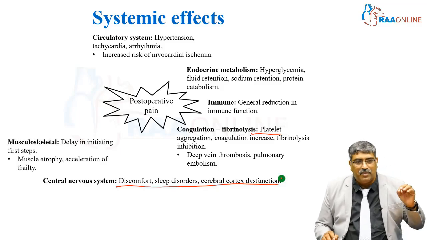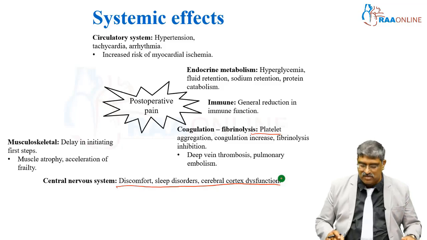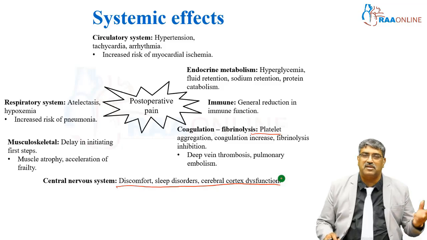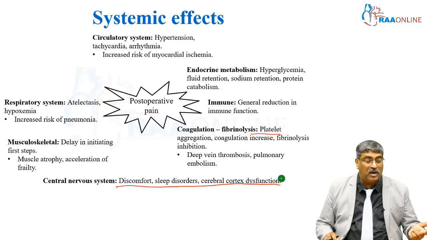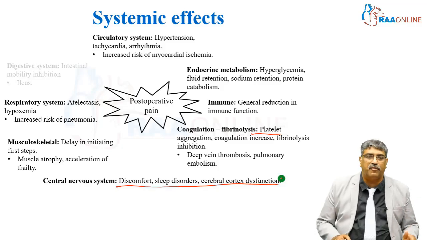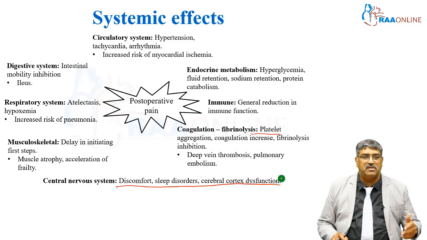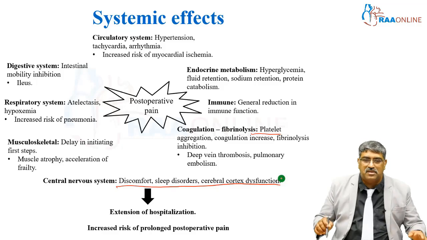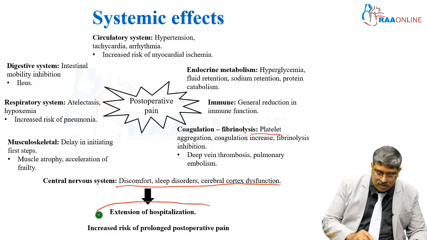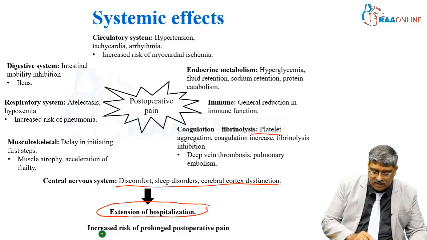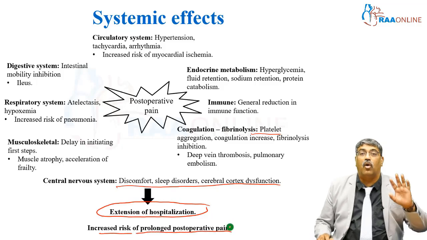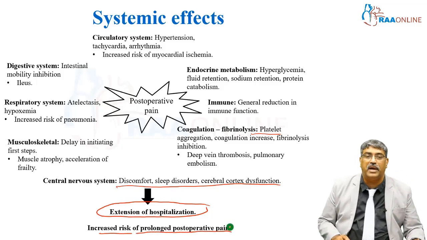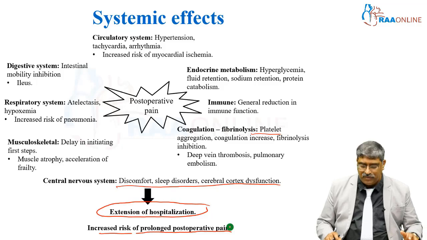Central nervous system, there is going to be discomfort, sleep disorder and cerebral cortex dysfunction. Musculoskeletal, there might be muscle atrophy and acceleration of frailty. Respiratory system, there is atelectasis, hypoxemia and increased risk of pneumonia. Digestive system, intestinal motility inhibition and it can lead to ileus. All these systemic effects can extend your hospital stay and there is increased risk of prolonged post-operative pain. So you have to relieve the pain.